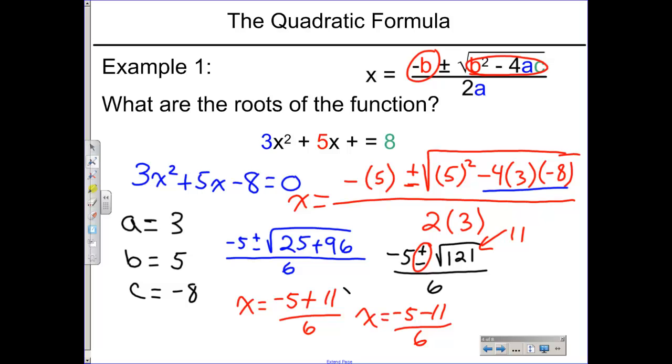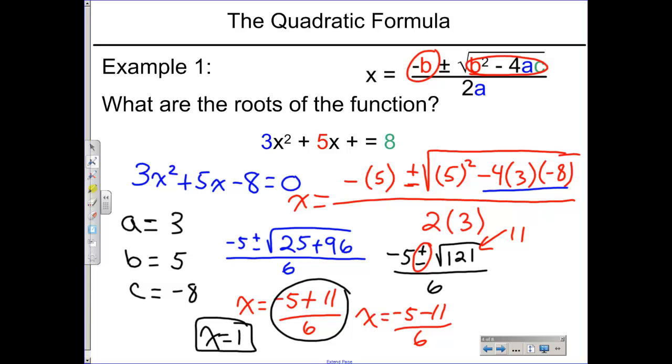So go ahead and calculate this first one. Use a calculator. Negative 5 plus 11 will give you a positive 6, and 6 divided by 6 gives you an x of 1. So there's one of your roots, one of your zeros. And the other one is negative 5 minus 11, which is negative 16.